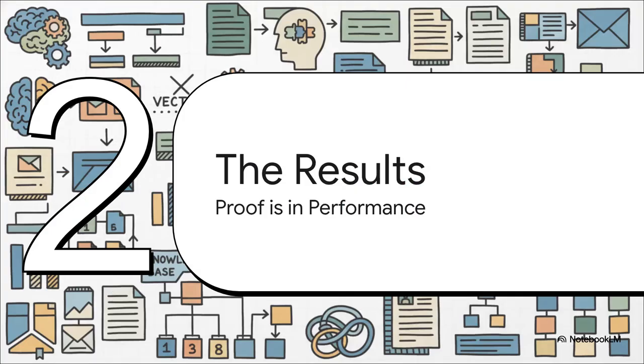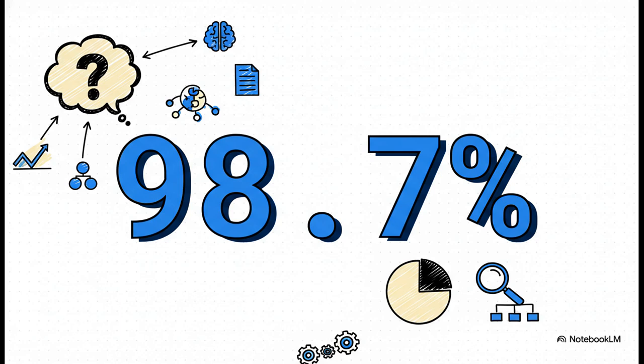So this all sounds really great in theory, a reasoning-based, vectorless RAG that acts like a human expert. But does it actually work any better? Well, let's take a look at the data. 98.7%. That's a pretty impressive number to just see on a screen. But what does it actually represent? What are we looking at here?